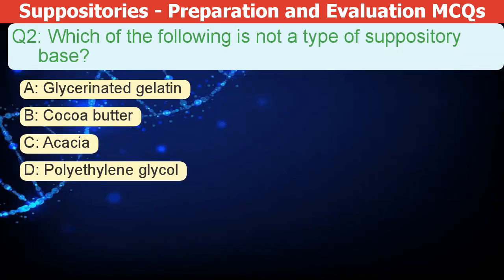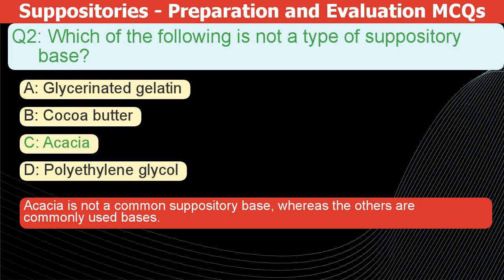Which of the following is not a type of suppository base? A. Glycerinated gelatin. B. Cocoa butter. C. Acacia. D. Polyethylene glycol. The correct answer is C. Acacia is not a common suppository base. The others are commonly used bases.